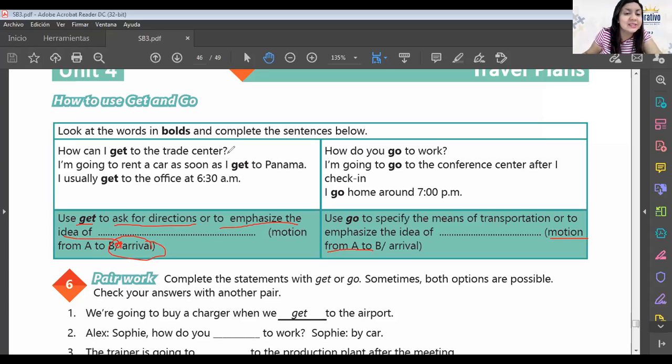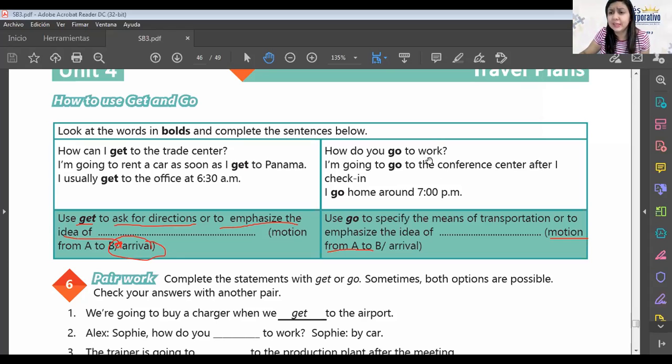Entonces, el get es para preguntar cómo llego y para enfatizar cuando yo llego a un lugar. Y el go es para decir cómo me voy, cómo me transporto, cómo me traslado. From one place or from one point to another. Teacher, esto viene siendo cómo llegar a un lugar que uno no conoce, ¿verdad, teacher? El get, exactamente, exactly. And go is how you move from one place to another.